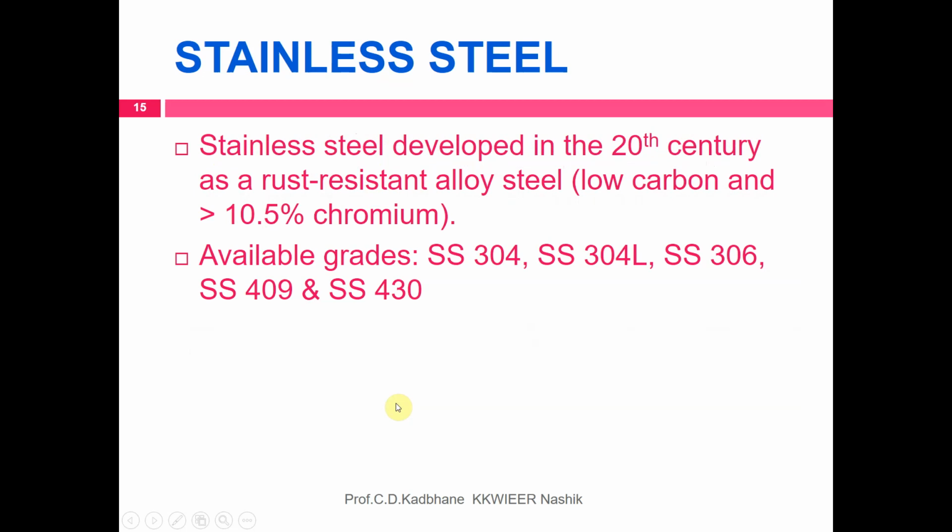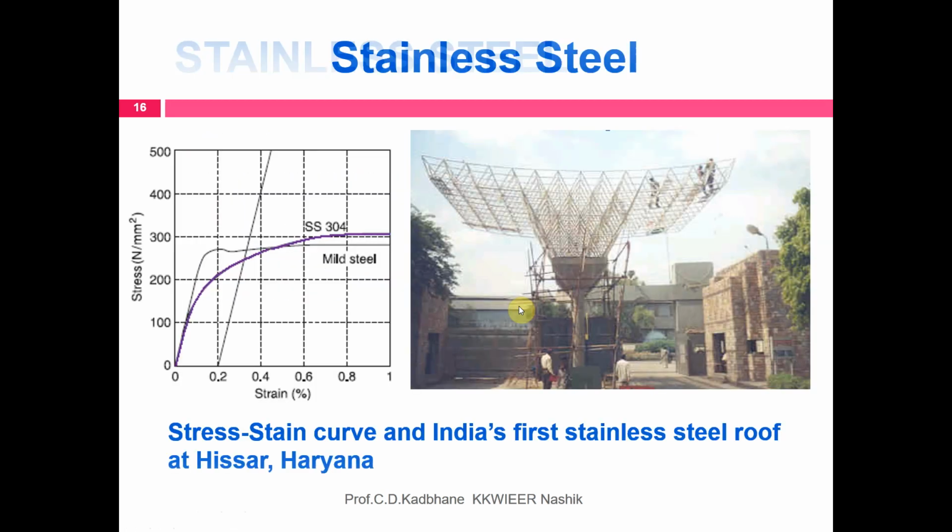Stainless steel. Stainless steel was developed in the 20th century, and as all of you know, this is a rust resistant alloy steel, and it contains low carbon and about or greater than 10.5% chromium. So these are the grades of stainless steel.